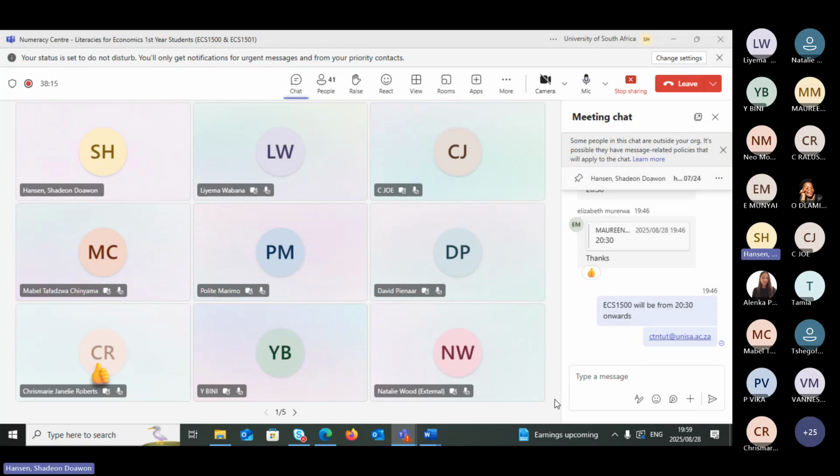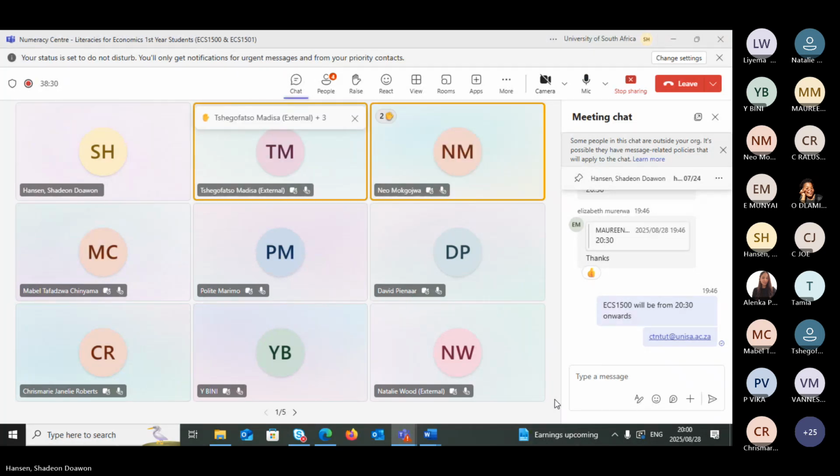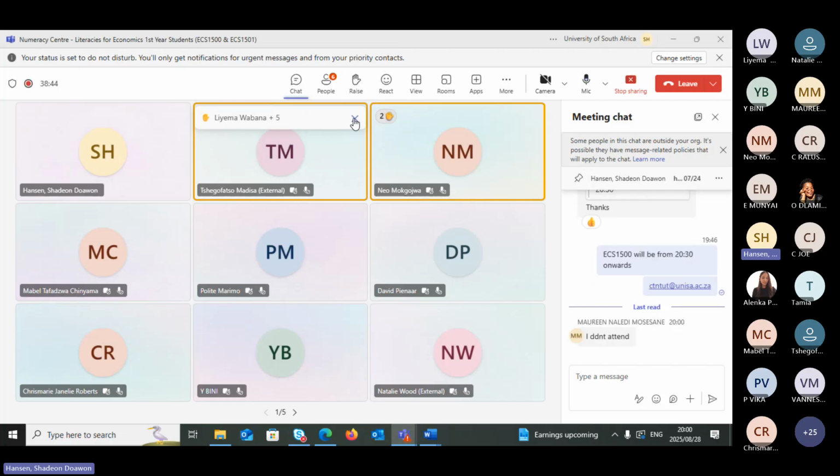Are we sorted? By show of hands, did anybody attend the session that we had last night? Is there anybody sitting here that attended the session last night for ECS1501? All right, we have Tsekofatso and Neo and Mabel. Right, and probably 6 people more that attended. All right. But I will send you that solution as well, students. I will upload that solution that we did last night. So I think we can go over that example that we did last night as well.